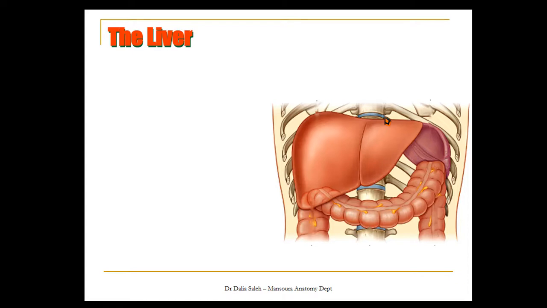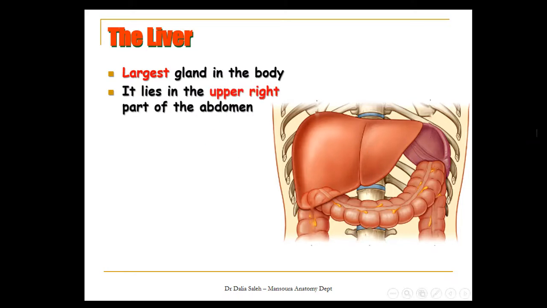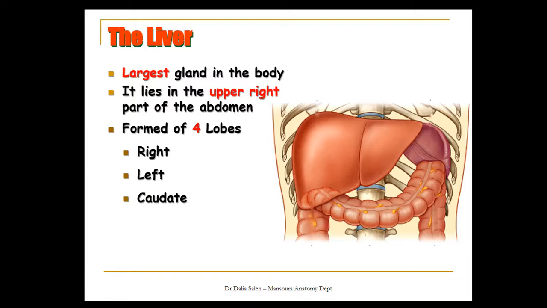For the liver, which is one of the accessory digestive organs, it is the largest gland in the body. Here is the liver. It lies in the upper right part of the abdomen and is formed of 4 lobes. 2 of them you can see from the front, the right lobe and the left lobe, and 2 small lobes you can see from behind. So we have the right lobe, the left lobe, and also 2 small lobes, the caudate and quadrate lobes.